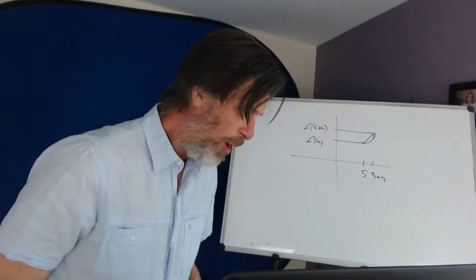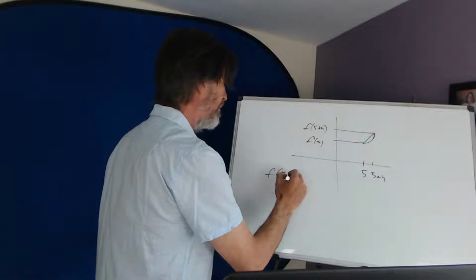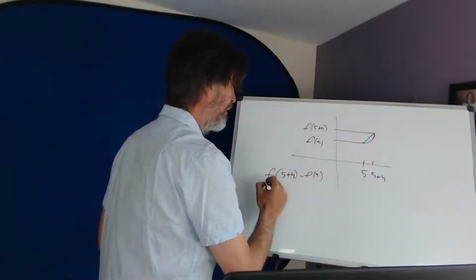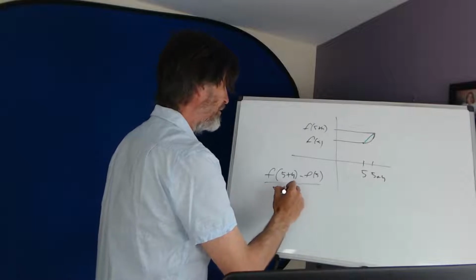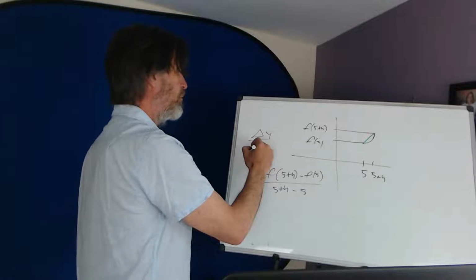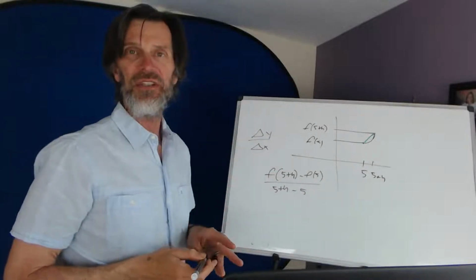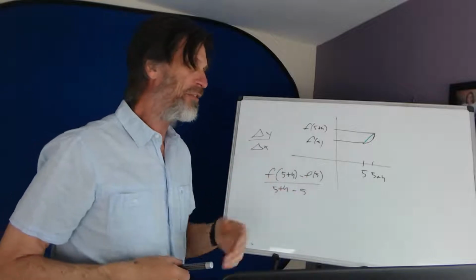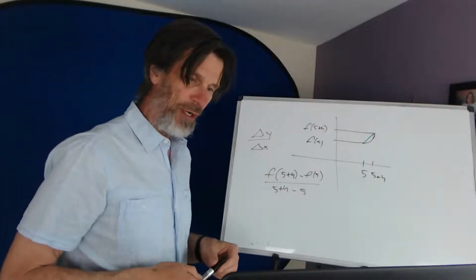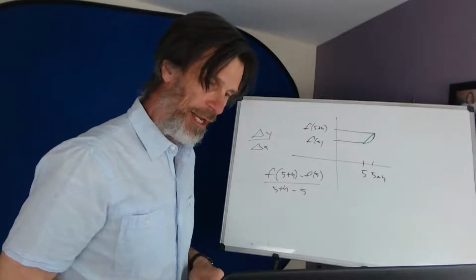So it's change in y over change in x. It's f of 5 plus h minus f of 5 over 5 plus h minus 5. It's the old change in y over change in x. Everything in the derivative part of this class dealt with the fact that the slope formula is the slope formula. So there it is written out in a little more precise terms. So there would be the slope of the secant line.